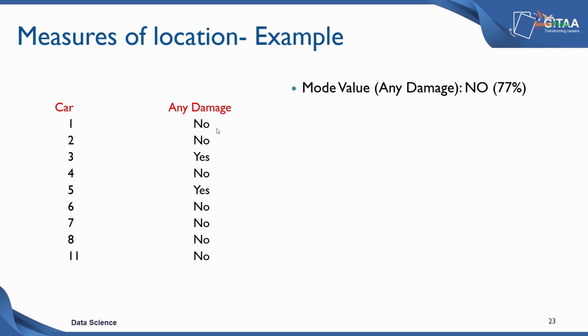So a better way to understand this data is to get the mode value. The modal value of any damage is no, at 77%. So it's the most frequently occurring value. We are finding that 9 out of the 11 cases have no damage, and therefore the modal value is no, with 77%.